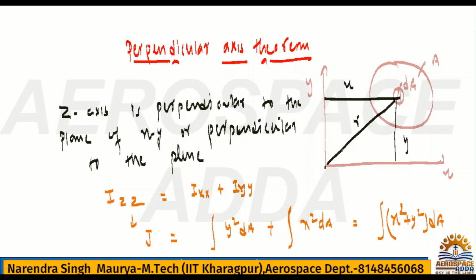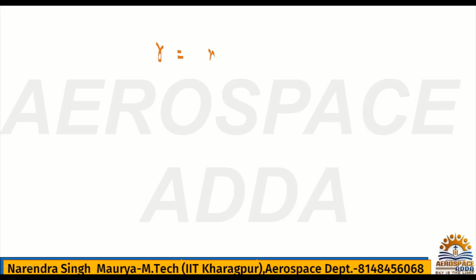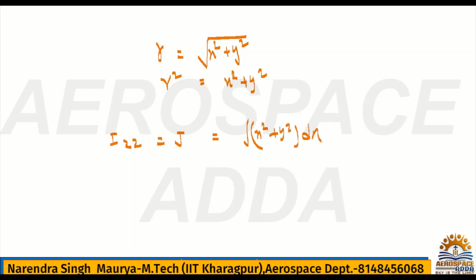What is x squared plus y squared? If you check this, this is the angle theta. So what is r? Obviously this is y, and parallel to this it is also x. So r is nothing but the square root of x squared plus y squared. So r squared is x squared plus y squared. So what is the value of Izz? That is nothing but J, the integration of x squared plus y squared dA, and this x squared plus y squared is r squared. So basically J is equal to the integration of r squared dA. This is called the polar moment of inertia.